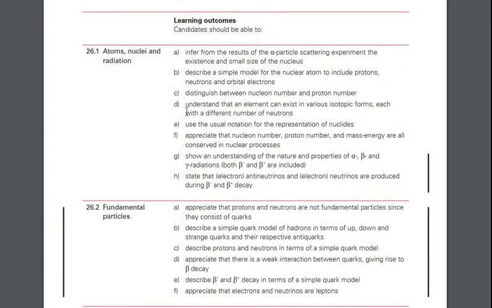Infer from the results of alpha particle scattering experiment the existence of small size of the nucleus. Describe a simple model of the nuclear atom to include protons, neutrons, and orbital electrons. Distinguish between nuclear number, proton number. এগুলো তো জানো, atomic mass, atomic number, right? তারপর understand element exists in various isotopic forms, each with a different number of neutrons. তারপর you have usual notation.